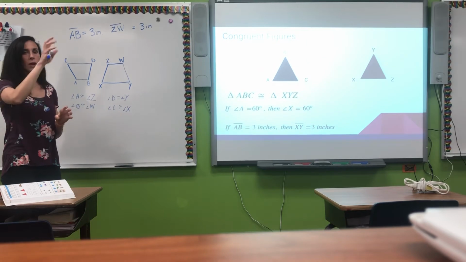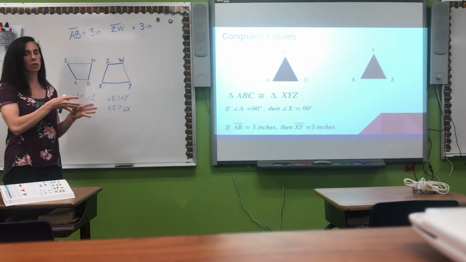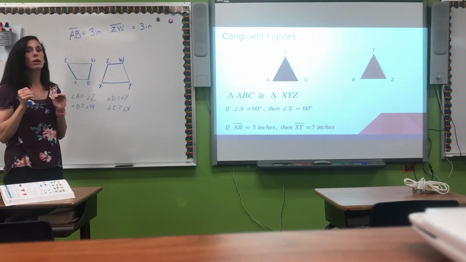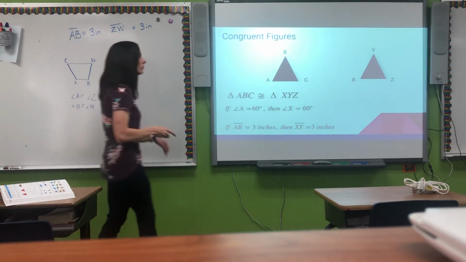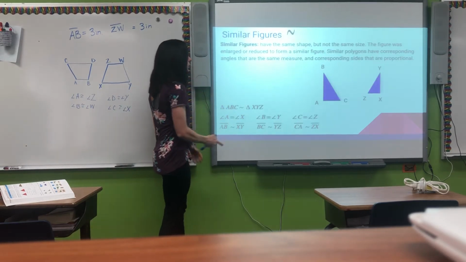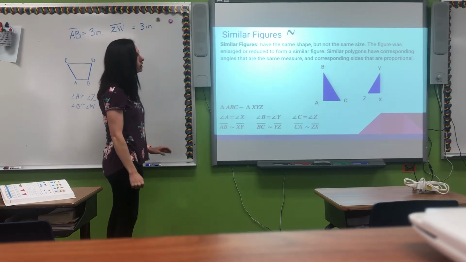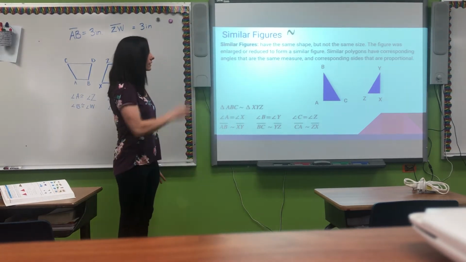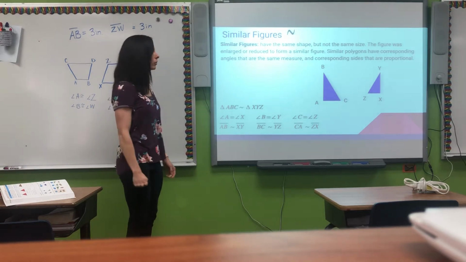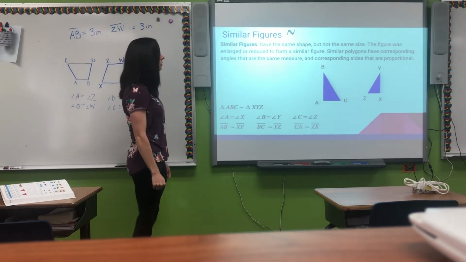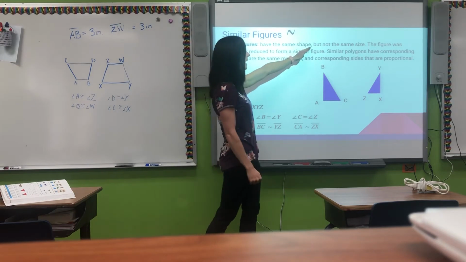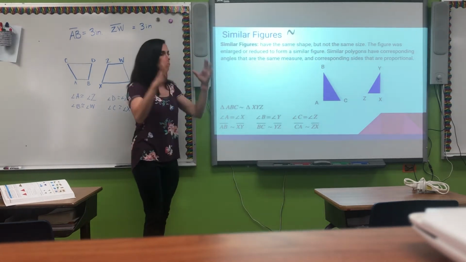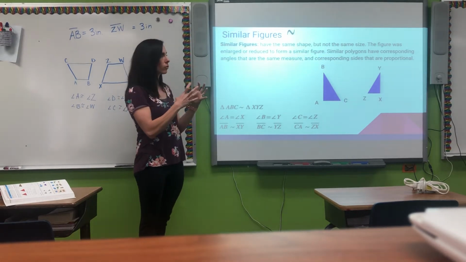So just keep that in mind, that the figures can be flipped and turned. So you'll have to look and see which side matches up with which one perfectly. Now that gets a little trickier as we get into similar figures. This is our sign for a similar figure. It's like a little swervy equals, like it's almost equals, but not quite. So similar figures have the same shape, but not the same size. The figure was enlarged or reduced to form a similar figure.